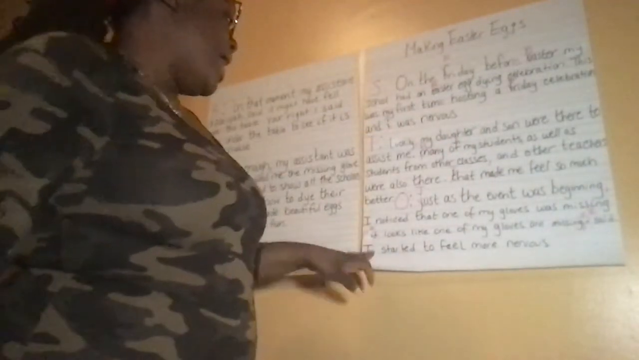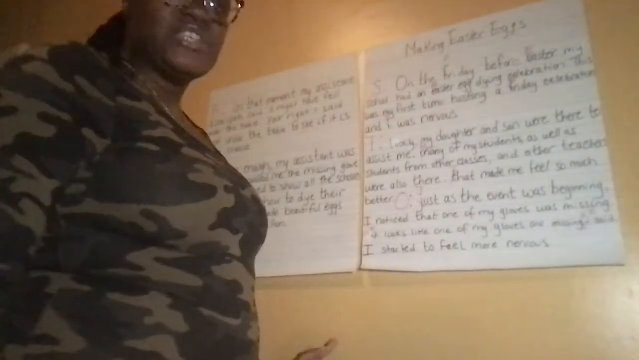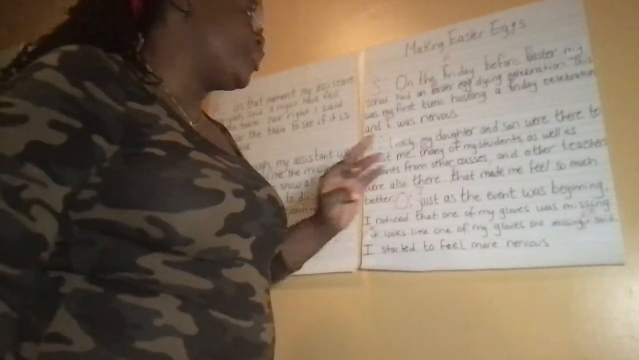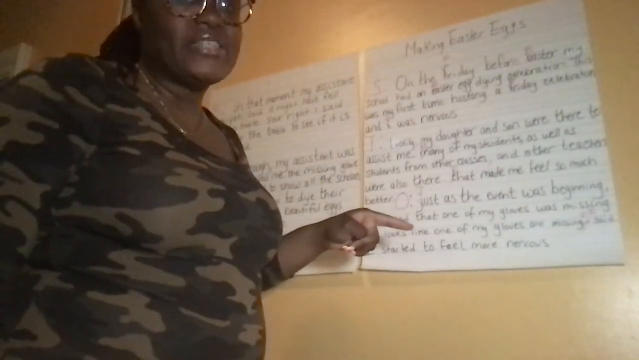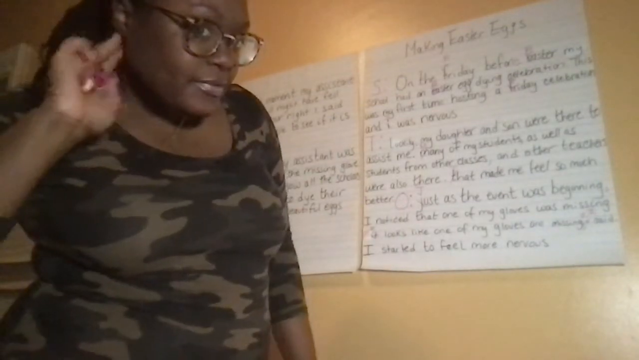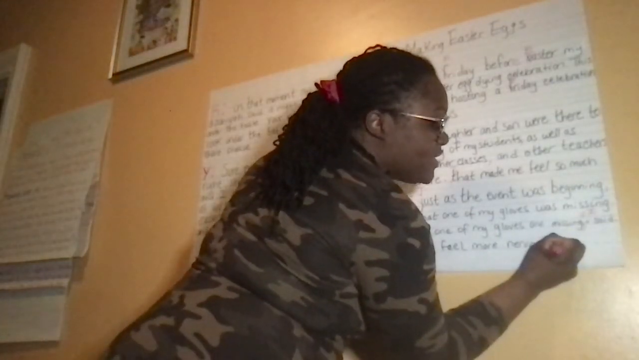I didn't put a period. There we go. Period at the end of my sentence. I started to feel more nervous. Okay. This sentence is fine so far. It starts with a capital letter. The only thing that I'm noticing wrong with this sentence, friends, what is it? That's right. No period at the end. Okay. There we go. I'm going to put a period at the end.